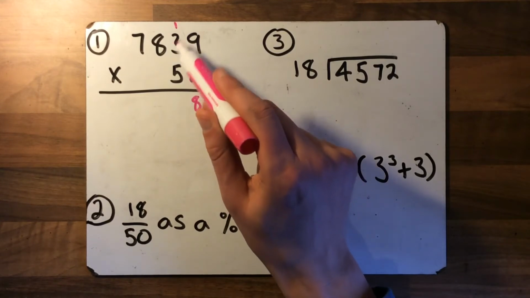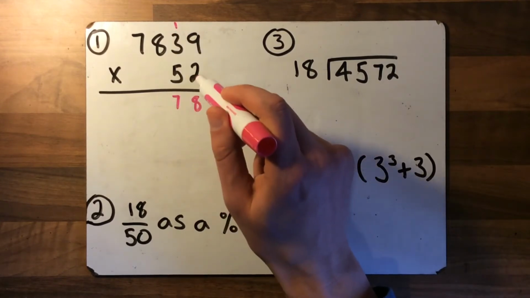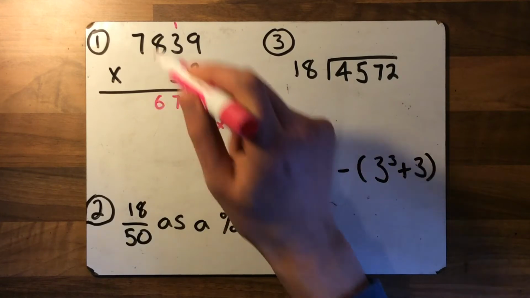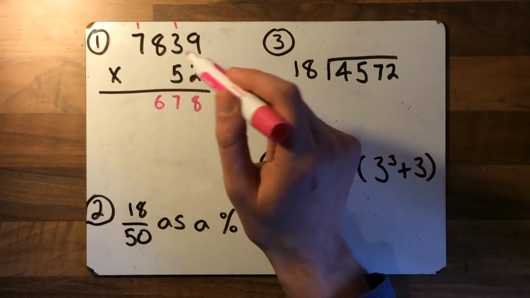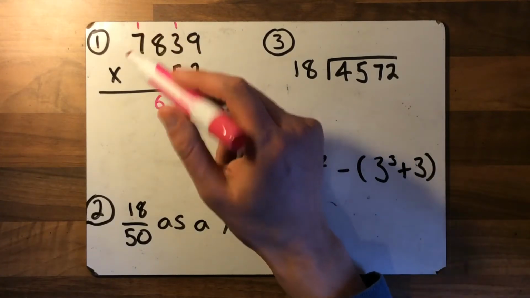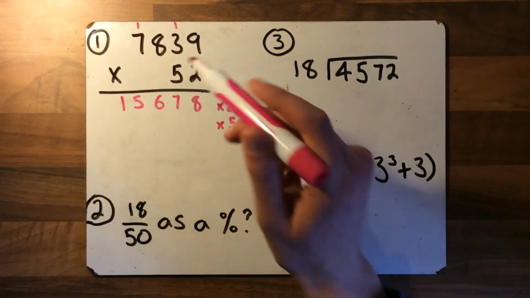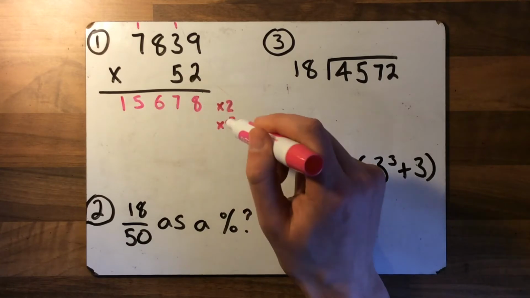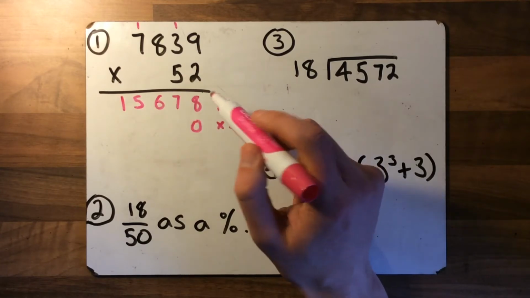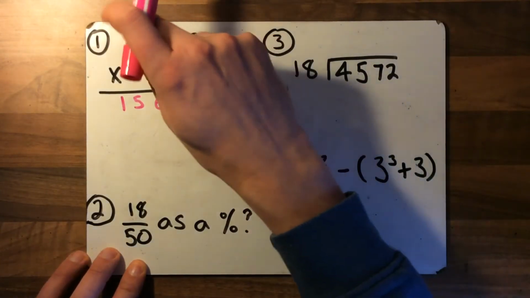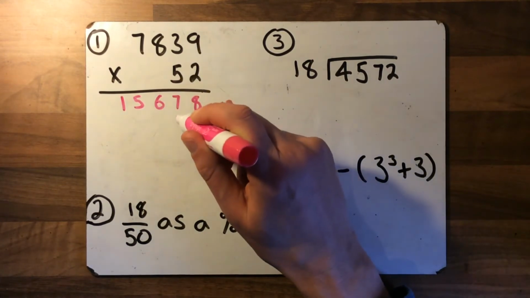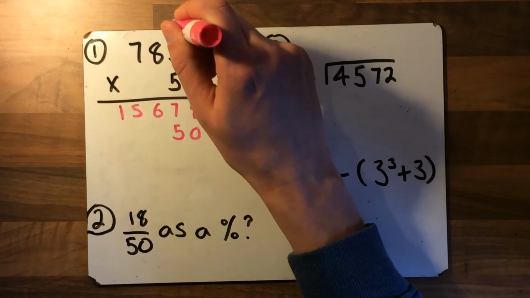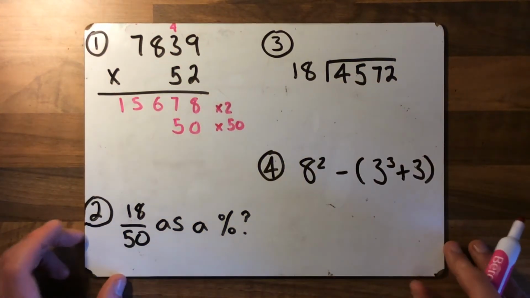2 times 3 is 6, and 1 is 7. 2 times 8 is 16, 6 goes there, 1 goes there, and then 2 times 7 is 14, and 1 is 15. Now, because we multiply by 50 now, we have this 0 here to move everything over. So 5 times 9 now is 45, 5 goes there, the 4 goes above the next column.